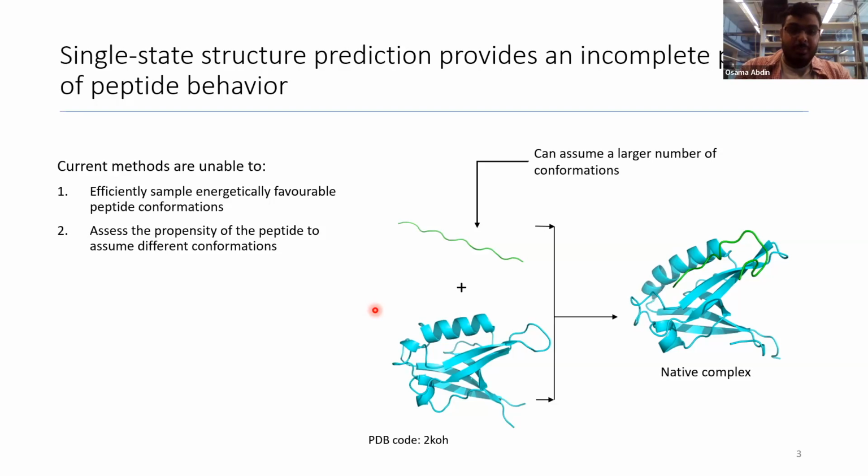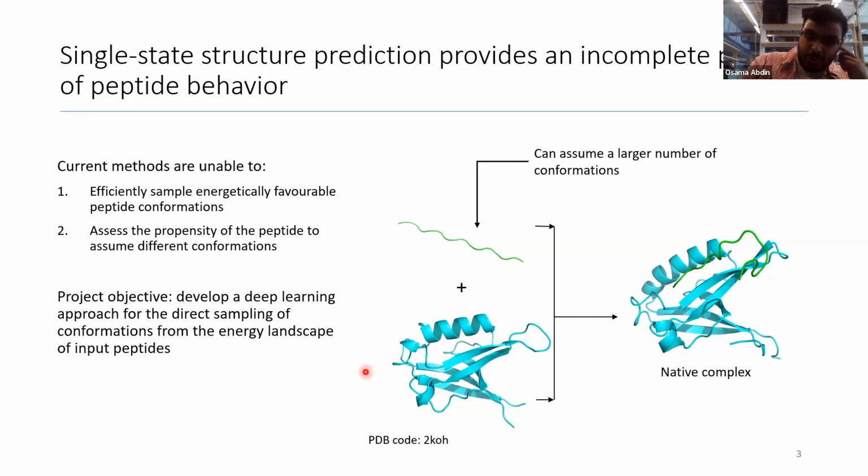As a simple example, the binding of a peptide to a protein is dependent on its ability to assume conformations that allow it to interact with the protein and its propensity to fold into these conformations. So the goal of this project was to move past single structure prediction and develop an approach that would allow for the direct sampling of conformations from the energy landscape of any input peptide sequence.